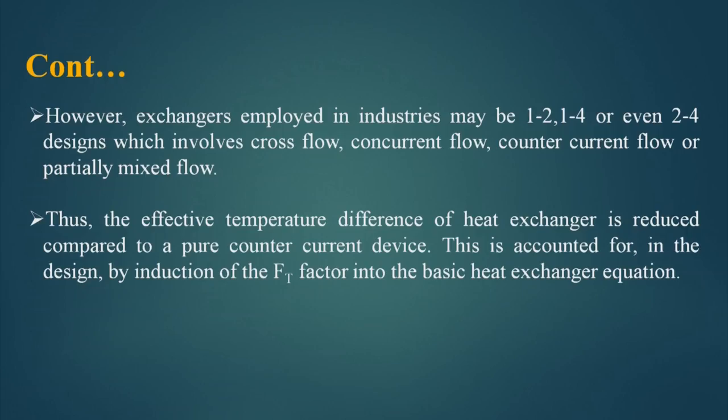However, exchangers employed in industries are not 1-1 shell and tube heat exchangers. Instead, they may be 1-2, that means one shell, two tube pass, 1-4, that is one shell, four tube pass, and even 2-4, that is two shell, four tube pass heat exchanger designs, which involve cross flow, counter flow, co-current flow and partially mixed flow. Thus, in such heat exchangers, the effective temperature difference is reduced as compared to a pure counter current device.